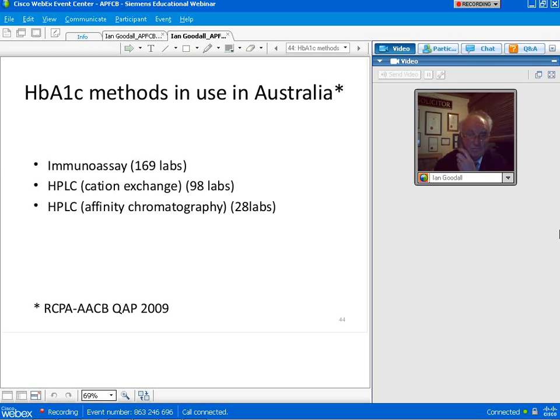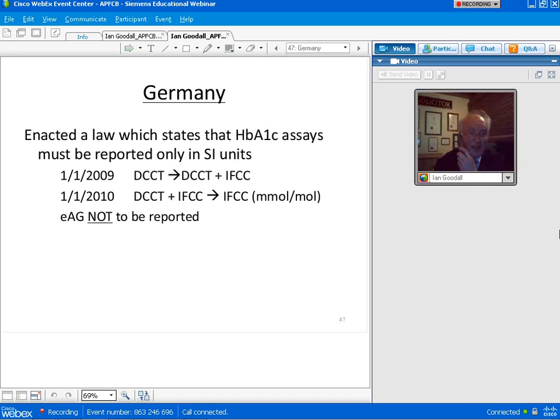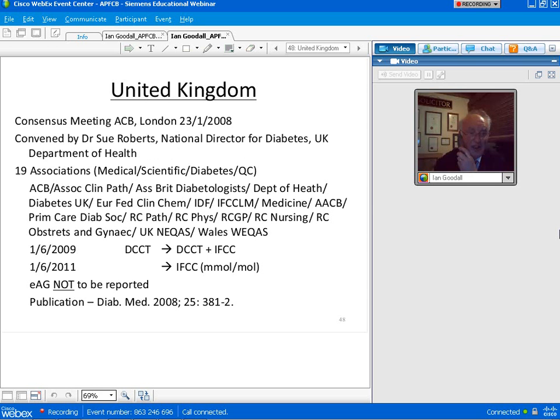The United Kingdom had a consensus meeting at the Association of Clinical Biochemists office in London in 2008. I actually went to that meeting, and that was convened by the National Director for Diabetes, the UK Department of Health, and they had 19 associations there, and these were from medical and scientific and diabetes quality control. And all these were representatives of their own associations, so they weren't just individuals. And what they decided was that they've produced a lot of very good publications, which are actually outlined in Diabetic Medicine 2008, volume 25, pages 381 to 2. And I understand that all these slides will be available to everyone attending later on. So eAG was not to be reported.